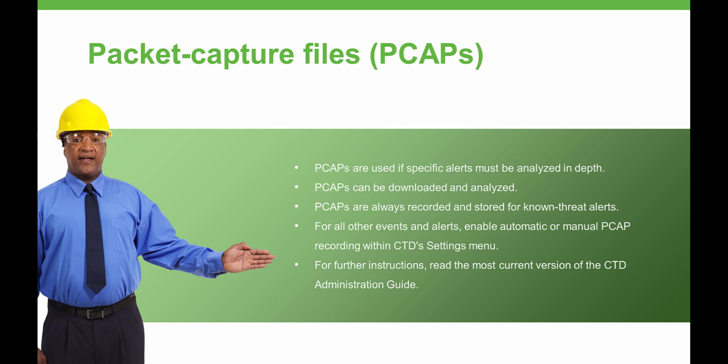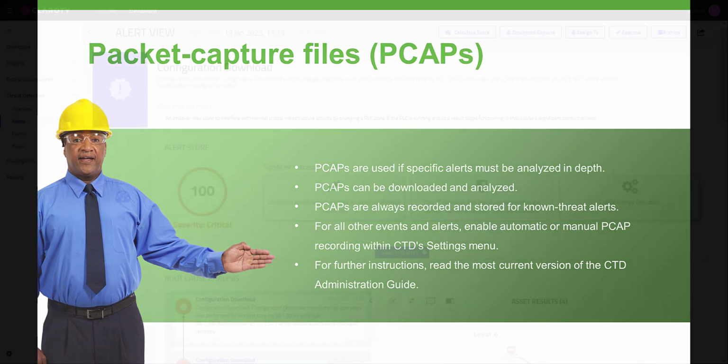If PCAP recording capability is enabled for a network, PCAPs can be recorded using Berkeley packet filters or BPFs. In this way, PCAP collection can be focused exclusively on detecting and recording all data or specific incoming data related to the specific networks. If you want to record PCAPs manually, read the instructions on how to do so in the most current version of the CTD administration guide.